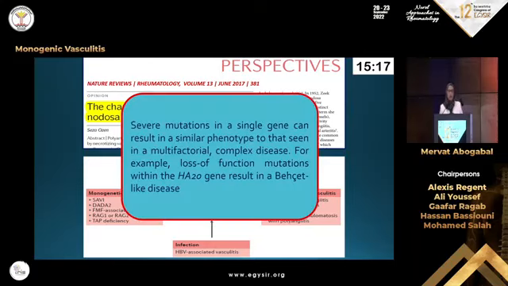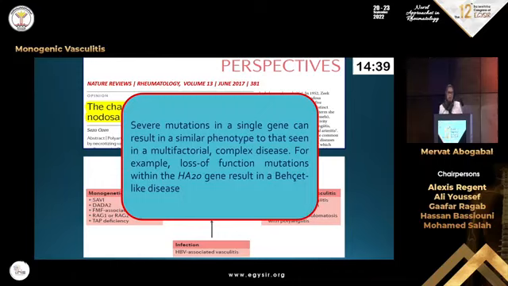Also, in the same literature, they mentioned the definition of monogenic vasculitis. They stated that severe mutations in a single gene can result in a phenotype similar to that seen in multifactorial complex disease. And here in the same literature, they give 2 examples. The first example is polyarteritis nodosa as a primary complex form of vasculitis with its monogenic variants, mentioned before: SAVI, DADA2, familial Mediterranean fever-associated necrotizing vasculitis, and primary immune deficiency-associated necrotizing vasculitis.